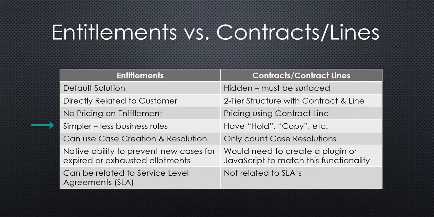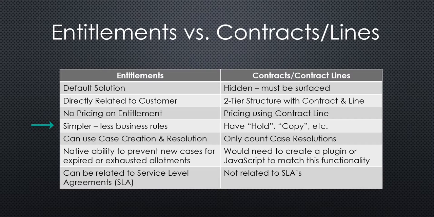Entitlements generally are simpler. There's less business rules. There's less overhead, I guess you could say. Whereas contracts and contract lines have more features in a way, or more statuses, for instance, like hold and copy and so forth. There are some enforcements that go on with contracts and contract lines as well, in terms of what you can and cannot do with respect to certain stages of the contract.